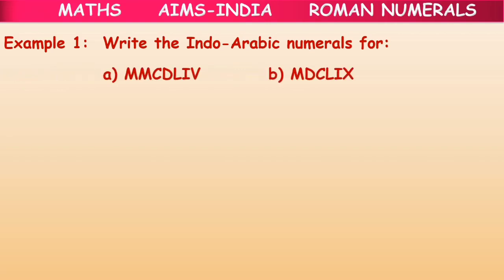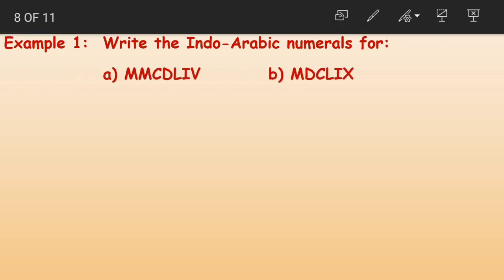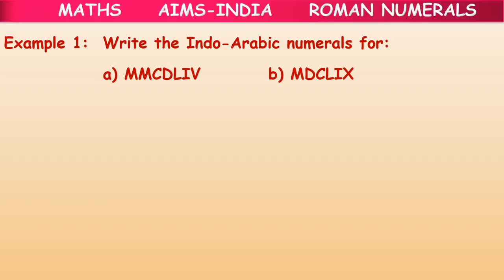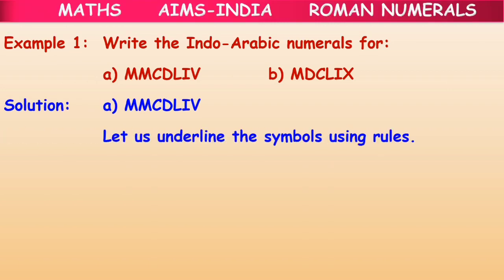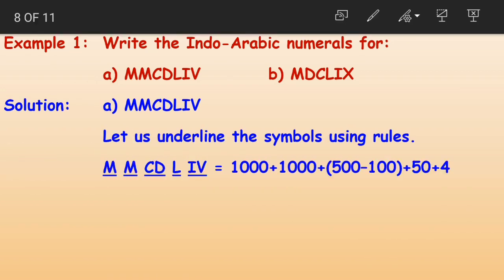Till now what we did was with small numbers, which you have already done in your previous classes. Now we will try writing the Indo-Arabic numerals for a large number here. Now the first question is MMCDLIV. Now what is he saying? Let us underline the symbols using the rules. First we have M, then we have M, then we have CD here.